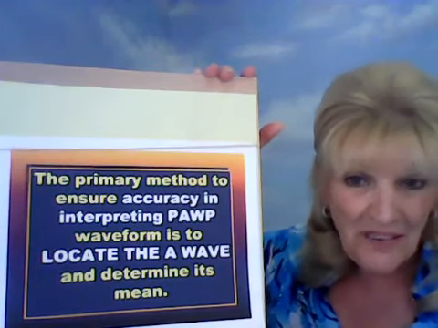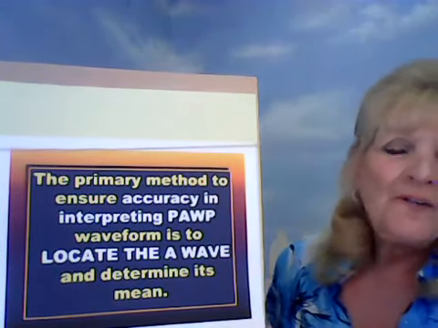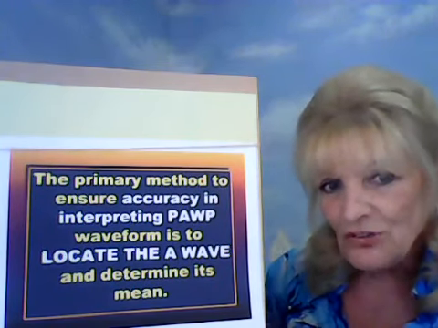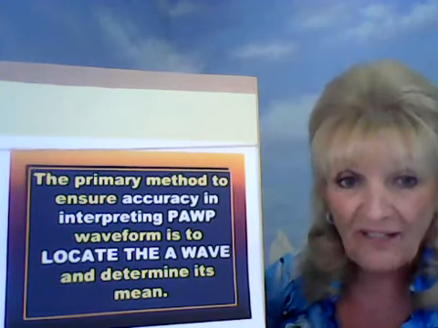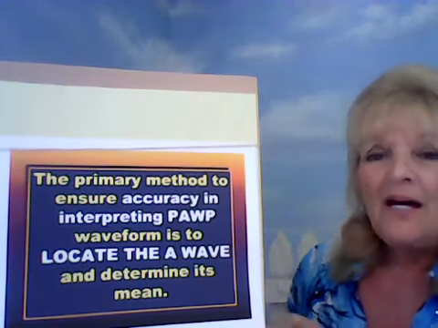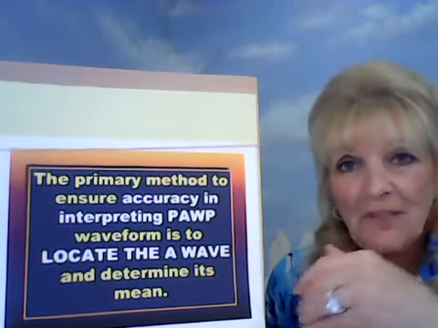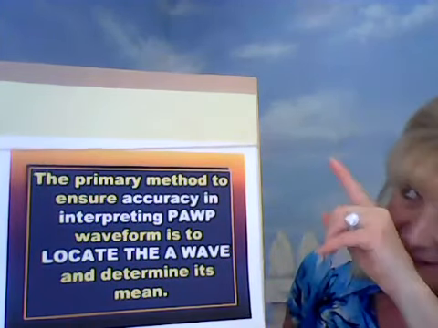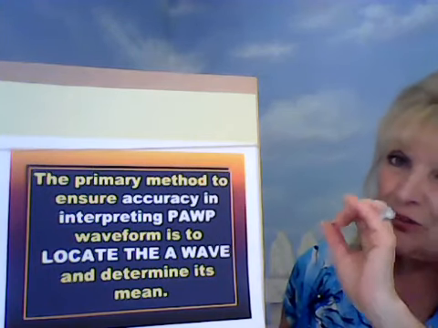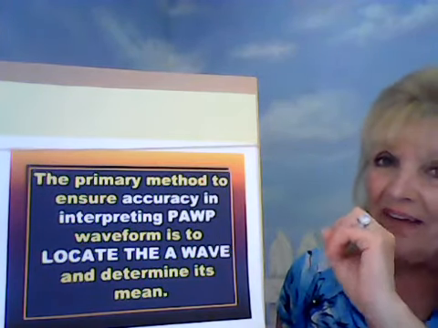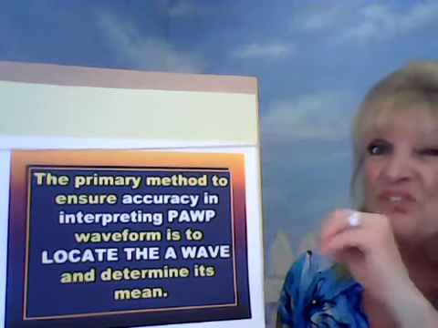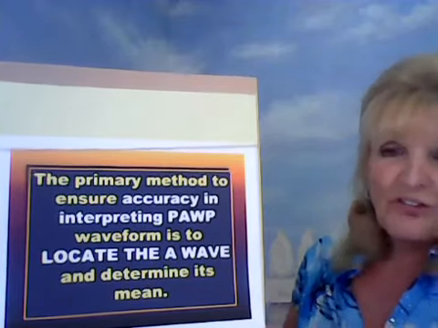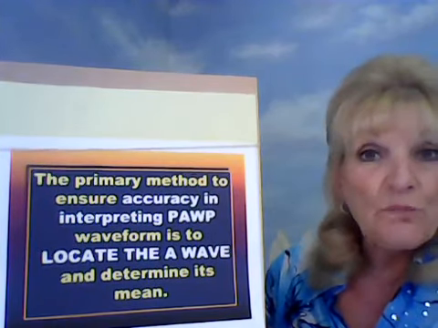Let me just take another minute or two of your time and tell you that the primary method to ensure accuracy in interpreting a wedge is you have to locate the A wave and determine the mean. Most people, when they put air in the balloon to get the wedge, look at the monitor and take the number that's there. But that machine will take the average height of all the humps it sees. So you will never get an accurate wedge by looking at the number on the machine.